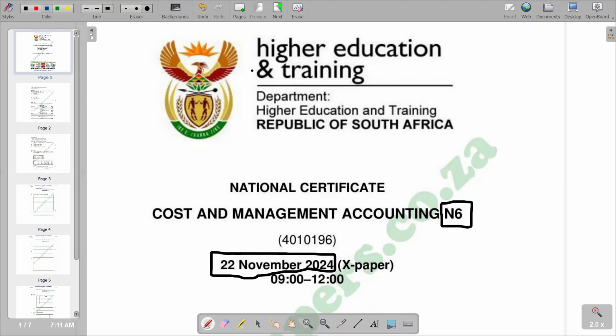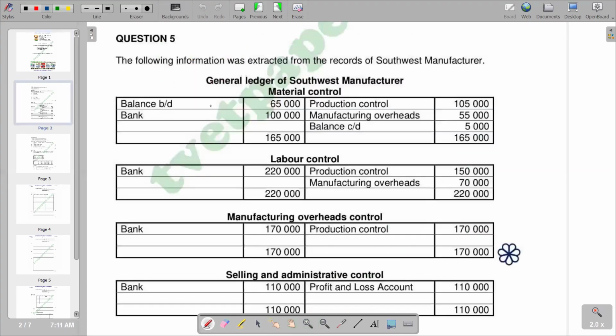In this video, we want to look at a question from the question paper of November 2024. So we are going to look at a question on preparation of the income statement using the direct cost method. So basically, that's what we have according to our question. Our question is question 5 on the question paper. We're going to go through the question before we answer it.